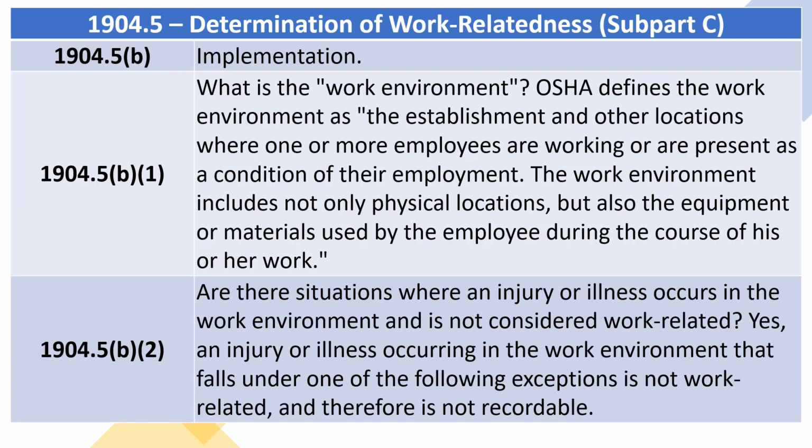1904.5 b. Implementation. 1904.5 b. 1. What is the work environment? OSHA defines the work environment as the establishment and other locations where one or more employees are working or are present as a condition of their employment. The work environment includes not only physical locations, but also the equipment or materials used by the employee during the course of his or her work.